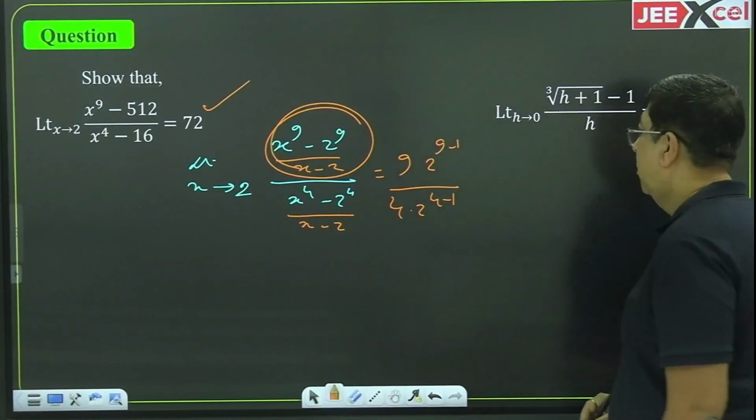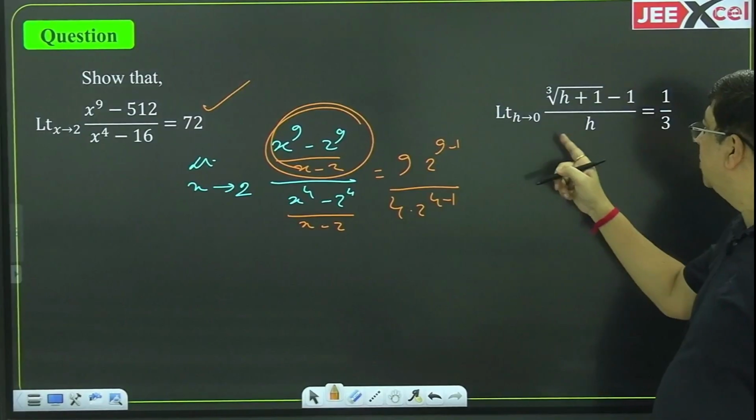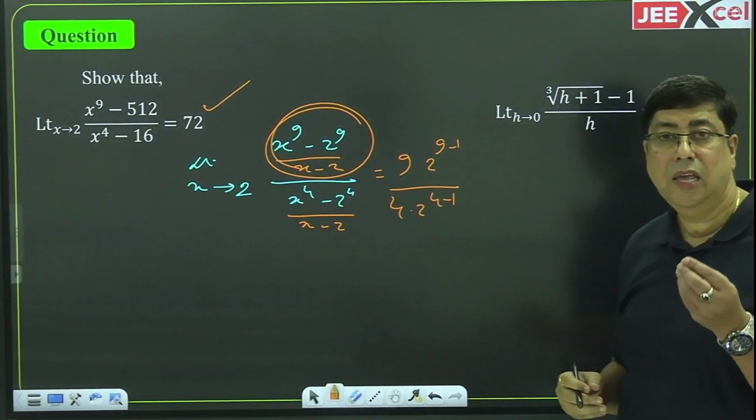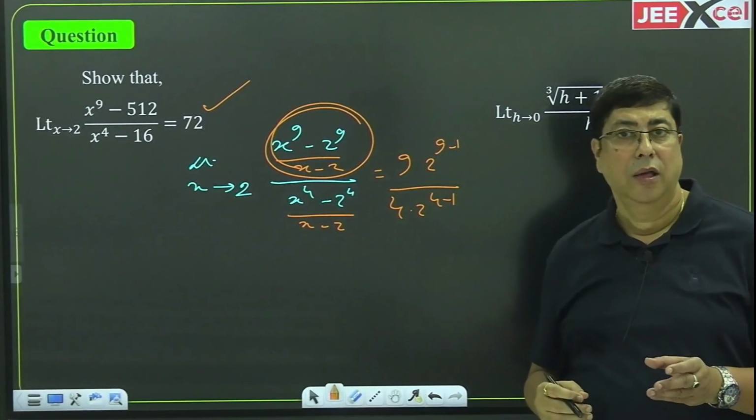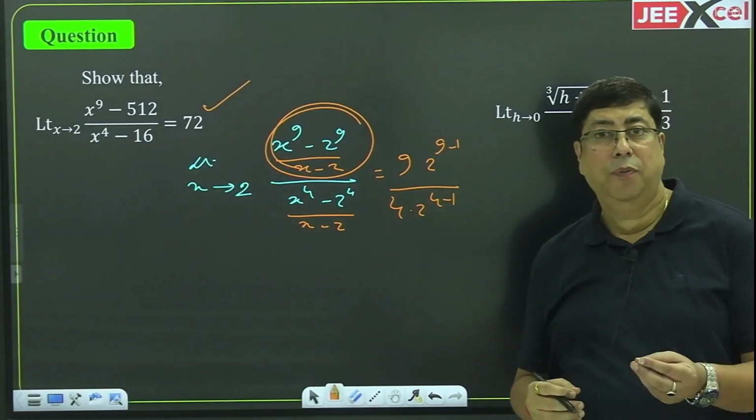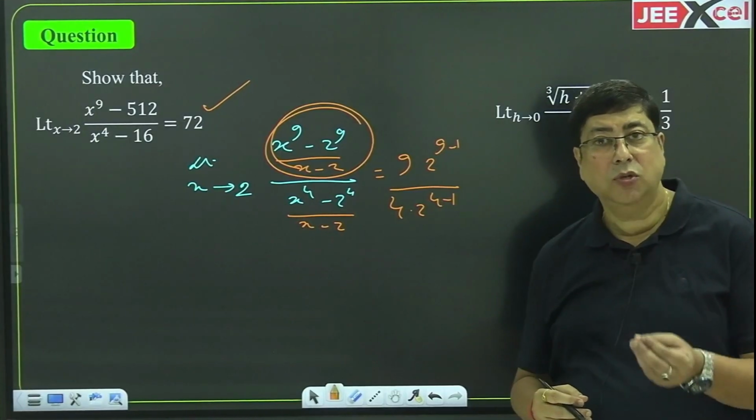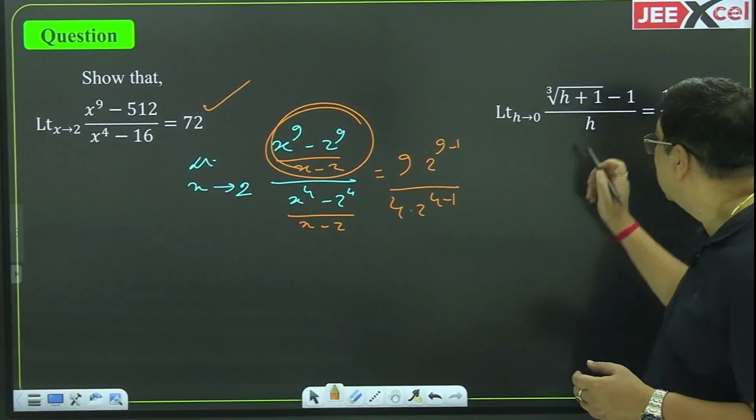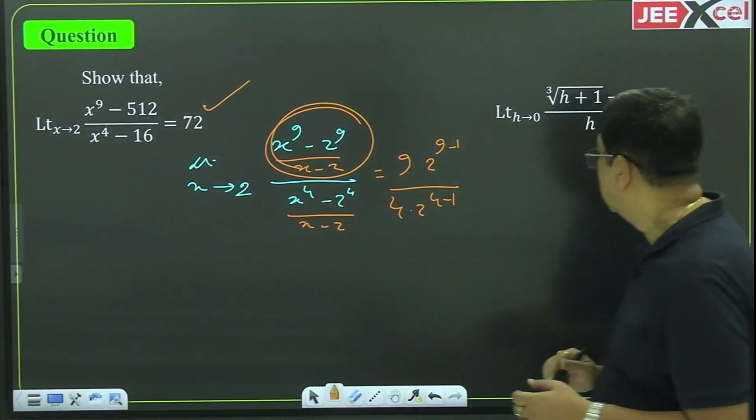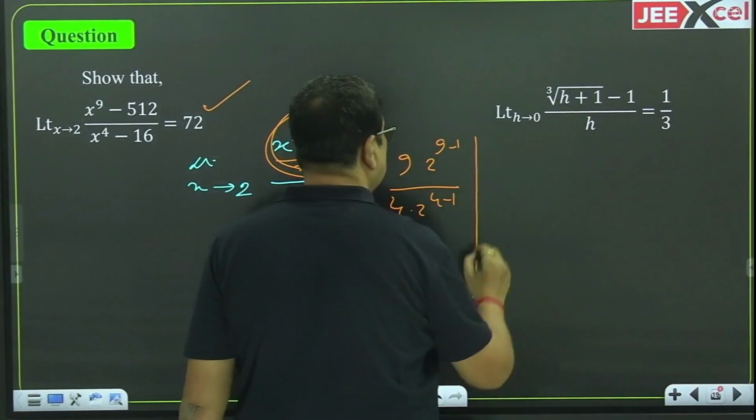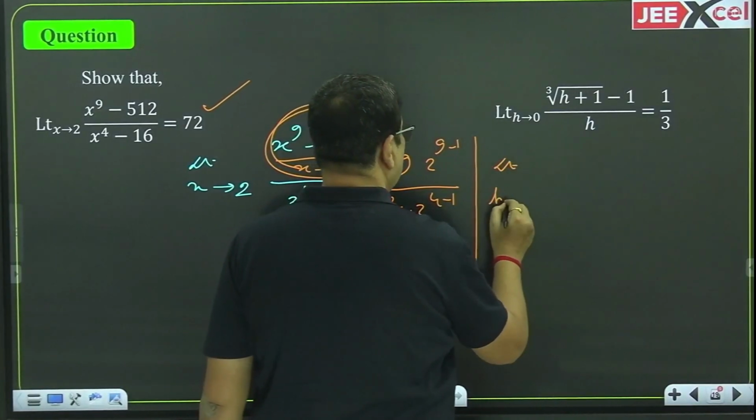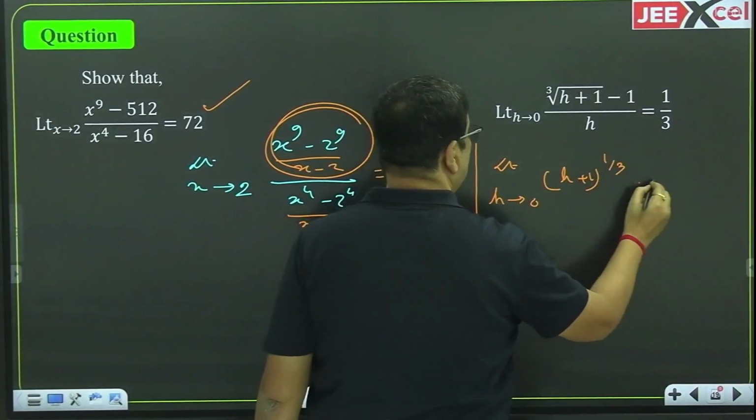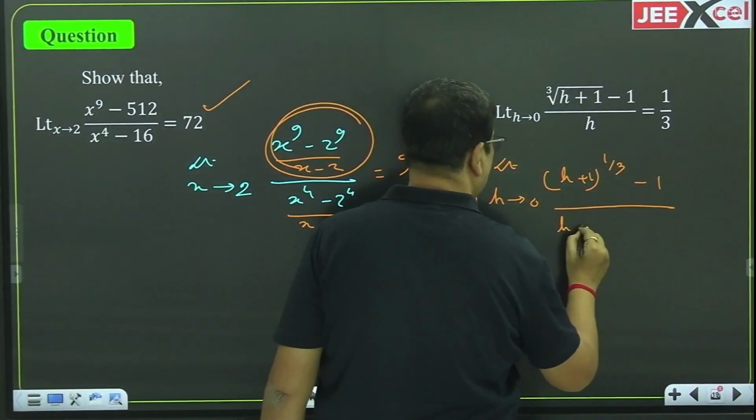One more sum. Limit h tends to 0, cube root of h plus 1. So whenever we see the root part, the most basic way to solve the sum is rationalization. But in this case, rationalization is not required. Let us apply the formula. Limit h tends to 0, (h plus 1) whole to the power 1/3 minus 1, by h plus 1 minus 1.